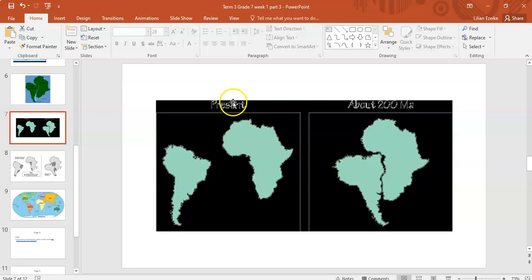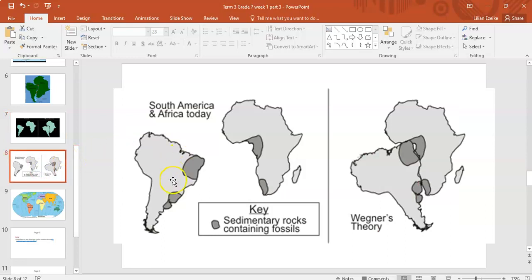So this is the present. This is about 200 millions of years ago. So keep that in your mind. So this is how we can explain it.